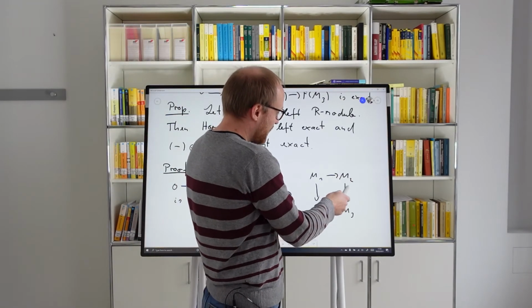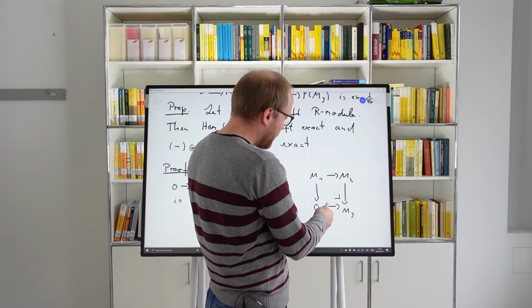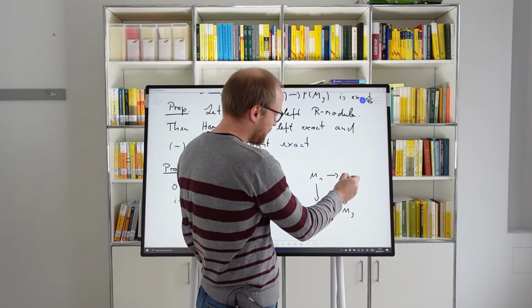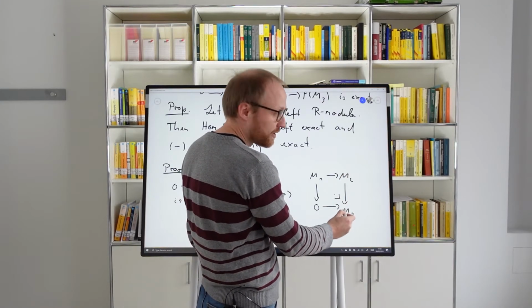And now if you look at this pullback square here, so the input data of this pullback square is this arrow and this arrow, yeah?